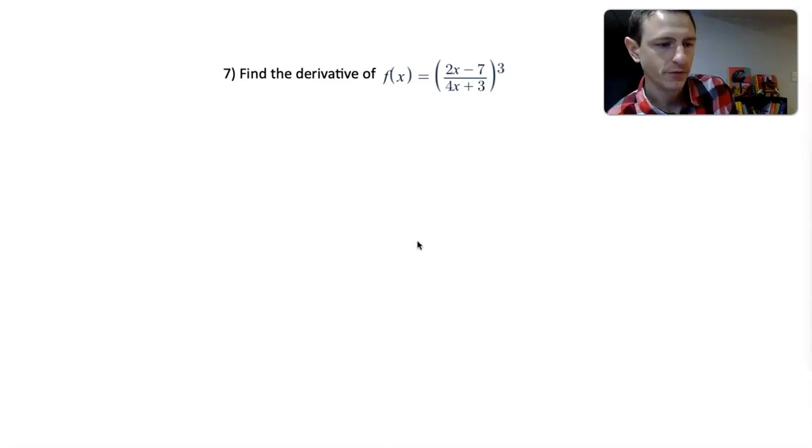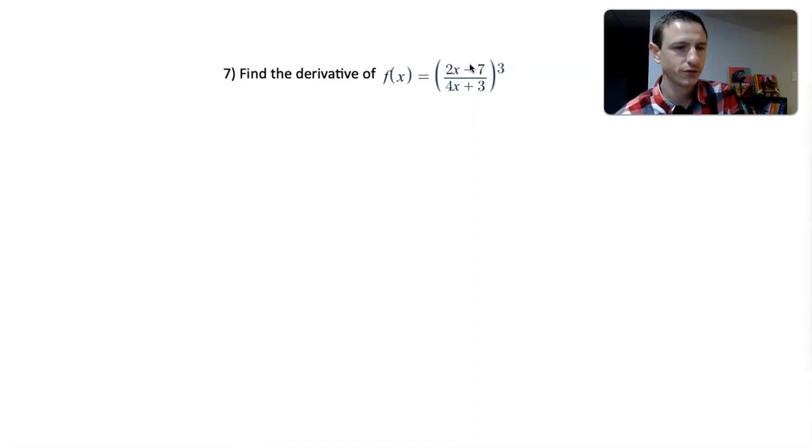On this example, we want to find the derivative of (2x minus 7) over (4x plus 3), all raised to the third. Here we go. Fasten your seatbelts for this one. So I have these two functions on the inside, all raised to the third.